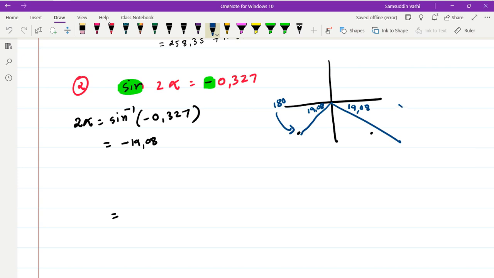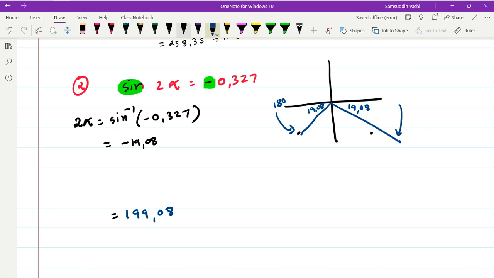Right? This time, the first answer was 0 minus 19. For that fourth quarter, we go 360 minus or 0 minus. All right? And the third quarter, 180 plus. So how much is that second answer? 199.08. Okay, I used the calculator.